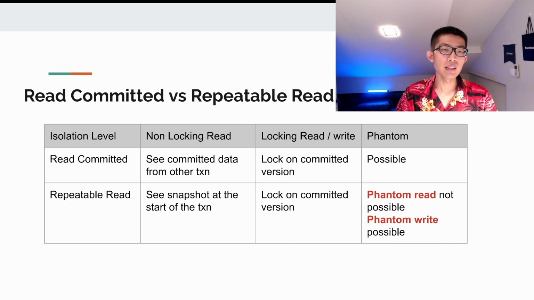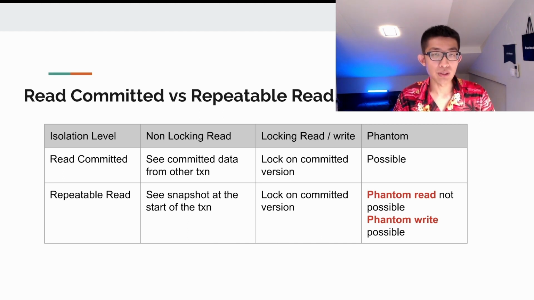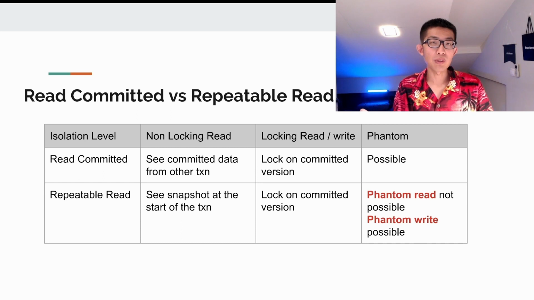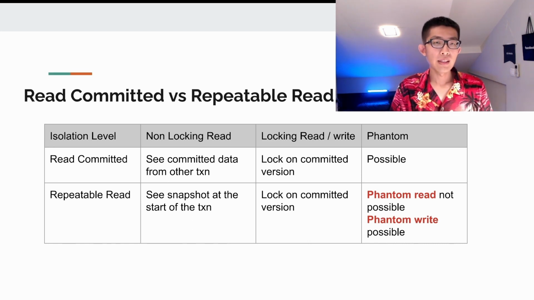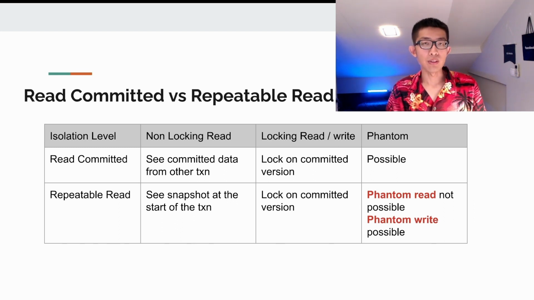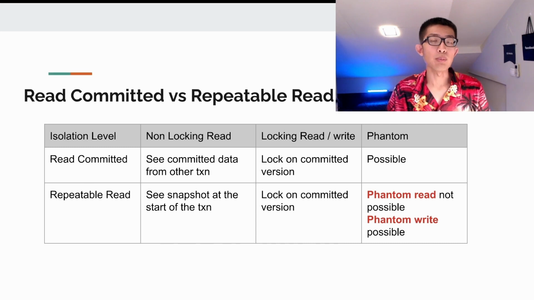Phantom read means in my transaction, I'm not doing any write. I read a certain number of rows. I'm not writing anything. And later I read again. I always get the same result. So phantom read is not possible. And what is phantom write? You guessed it. I read a range, and then I make a write which affects this range. And later, when I read the same range again, I read a different set of results. So phantom write is possible.